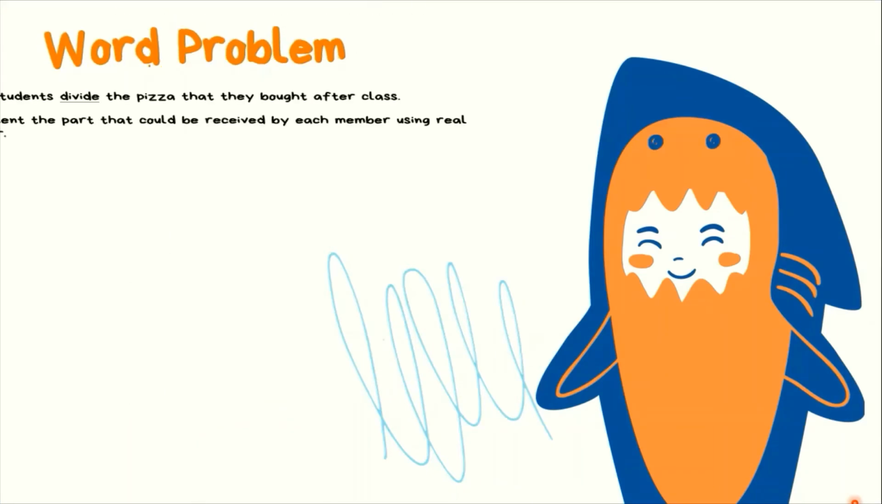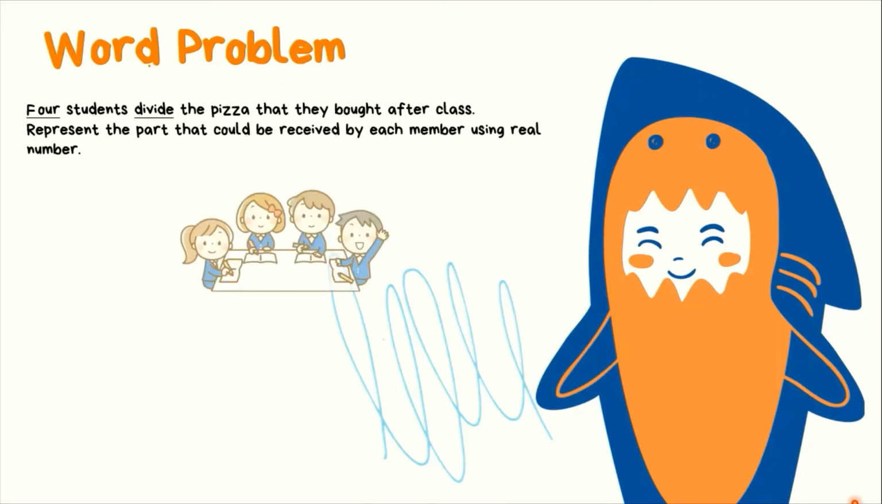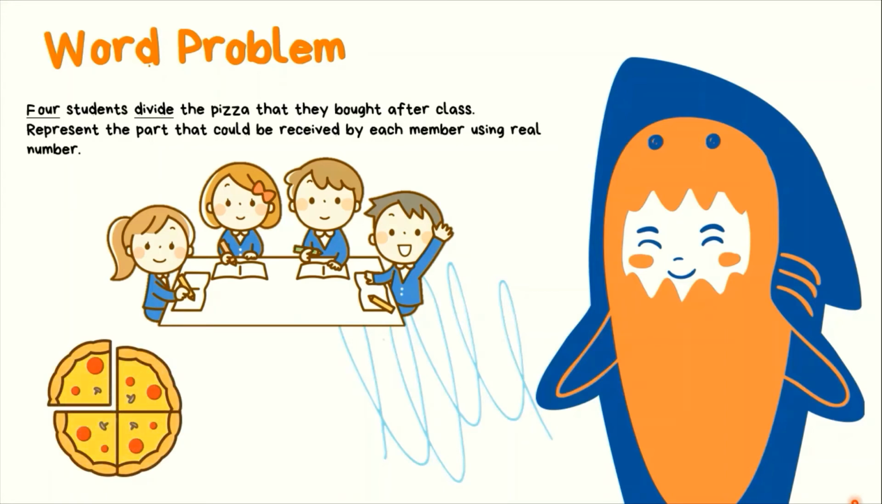Word problem. 4 students divide the pizza that they bought after class. Represent the part that could be received by each member using real number. Ito yung 4 na bata, sila ay bibili ng pizza. Hahatiin daw nila yung pizza sa kanilang 4 equally. Anong real number ang makakapag-represent dito sa scenario na ito?